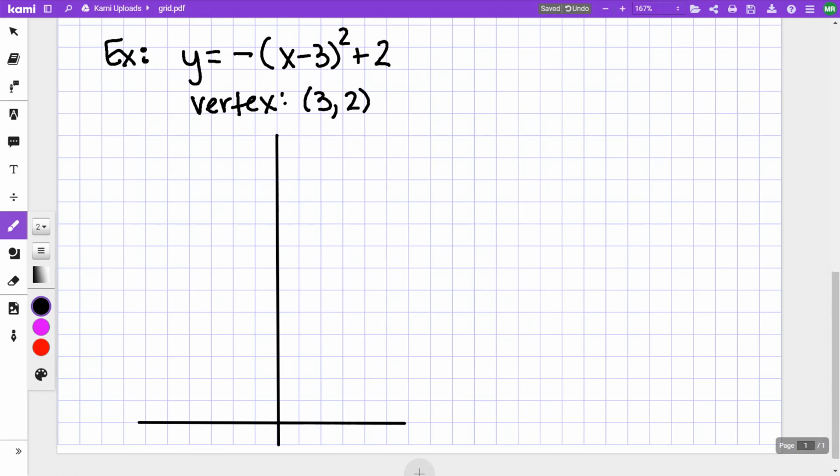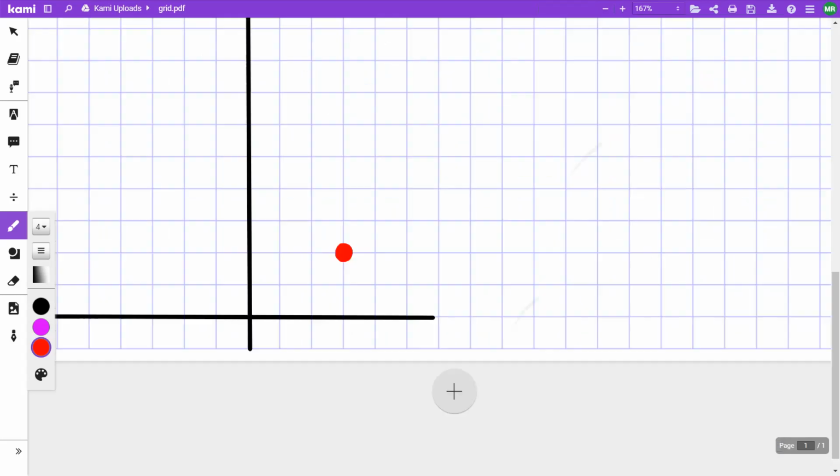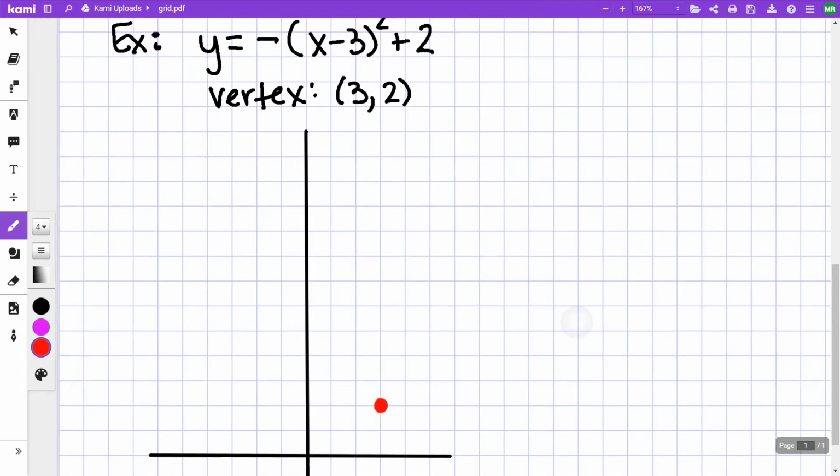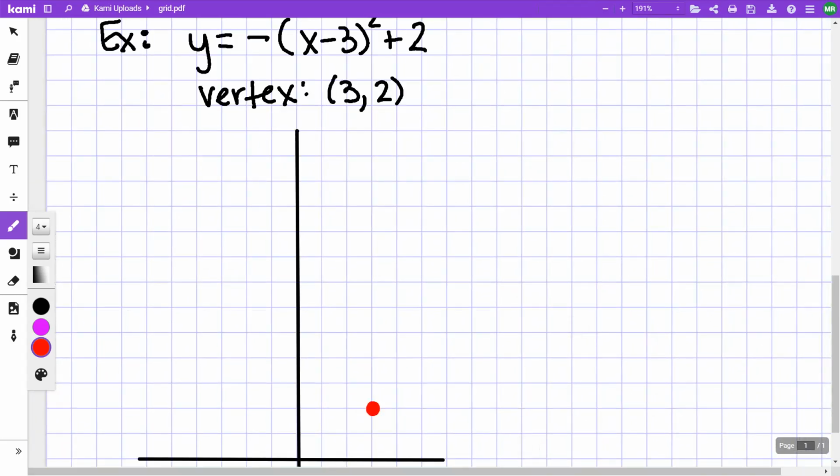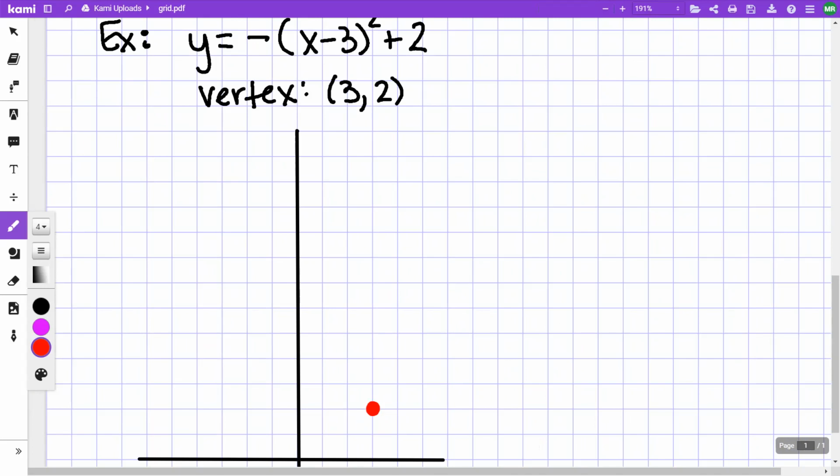I am going to go to 3 comma 2 because that is my vertex. So I'm going to go 1, 2, 3 comma 1, 2. That is my vertex. And actually I should shift this a little, shouldn't I? What am I doing wrong? If that's the bottom of my page, should this open up or down? It's going to open down.